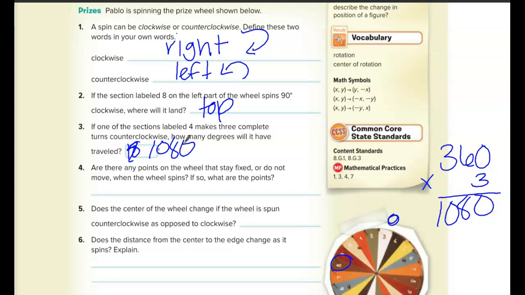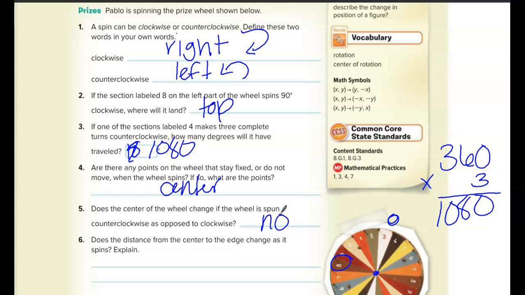Are there any points on the wheel that stay fixed or do not move when you spin the wheel? So are there any of the points on that entire wheel that when I spin it, it won't change? The center. Because this point right here will never change because it's going around that. What point on our coordinate grid would that be? 0, 0, or it's also called the origin. Perfect. Does the center of the wheel change if the wheel is spun counterclockwise opposed to clockwise? No.